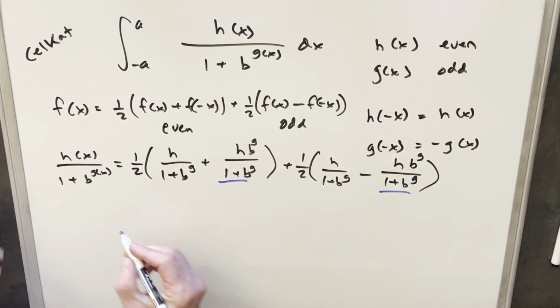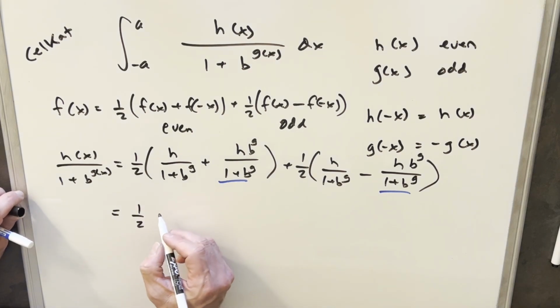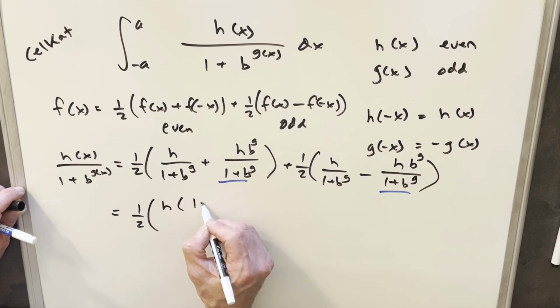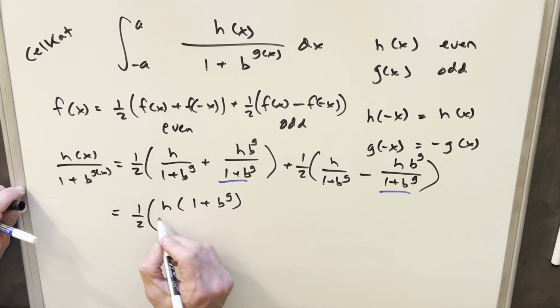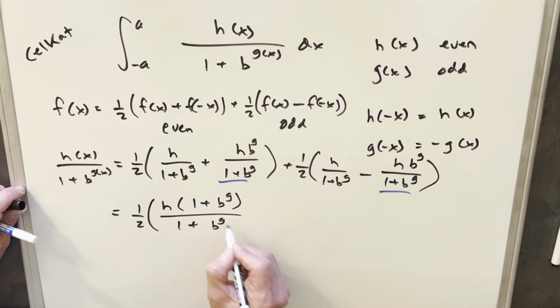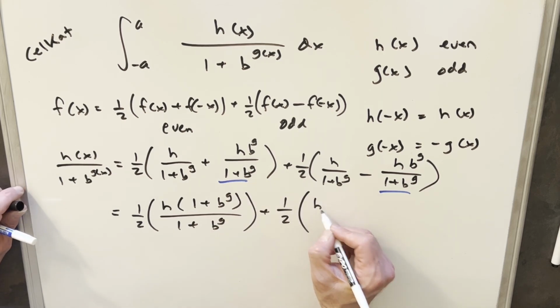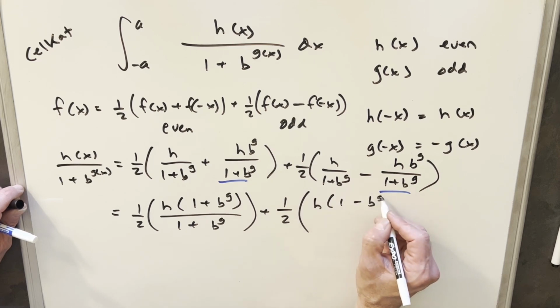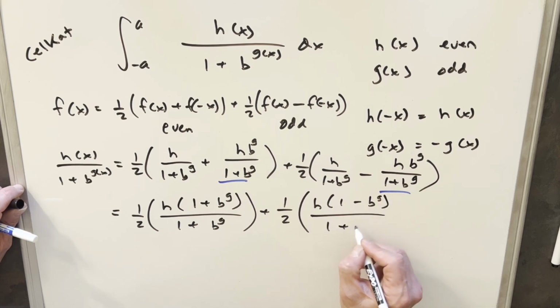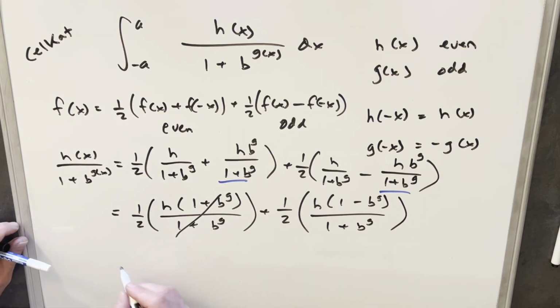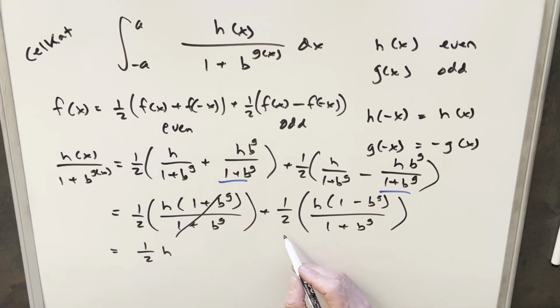So now that we have common denominators, I'm just going to put these things together. So we'll still have our half out front. Now when I combine the numerators, I'm actually going to factor out an h. So we end up with 1 plus b to the g, and then we have that same thing in the denominator here. And then it's going to be a little bit different on this one. We'll still factor out the h, but we end up with 1 minus b to the g, and this is over 1 plus b to the g. But then here the 1 plus b to the g's cancel. And so here for our even part, we just have 1/2 h, that's nice. And now this part over here is odd. Now it doesn't necessarily look odd.